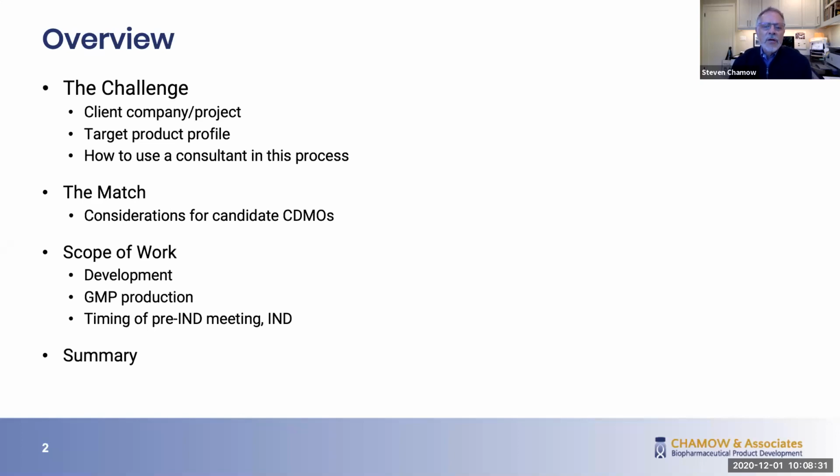Then we'll talk about the match, that is considerations for candidate CDMOs, switch to the scope of work to dig in a little bit to the development stages of work, GMP production of clinical trial material, and also the timing of regulatory interactions, specifically a pre-IND meeting, and then the IND itself. And then wrap up with a summary.